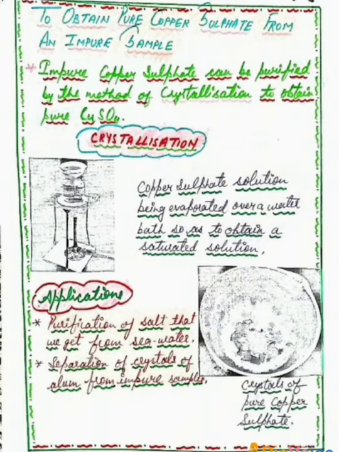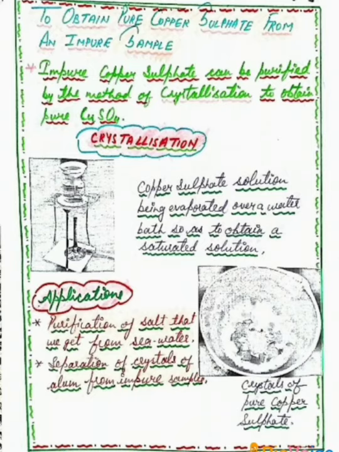So, the question arises, what is crystallization? Crystallization is the process of cooling a hot concentrated solution of a substance to obtain crystals. This is called crystallization.